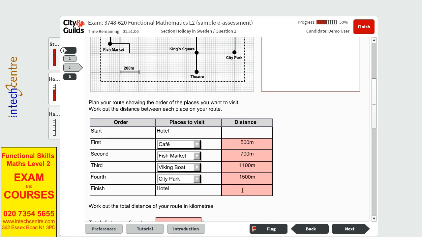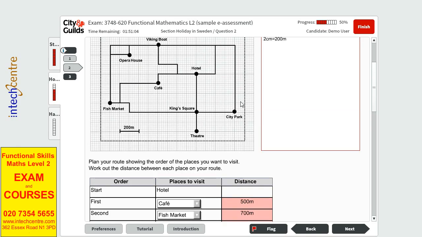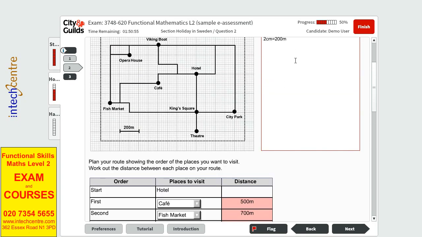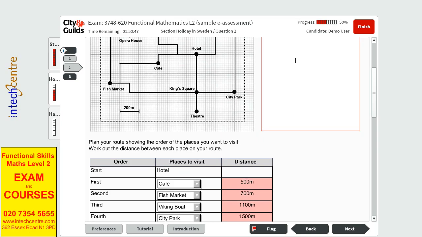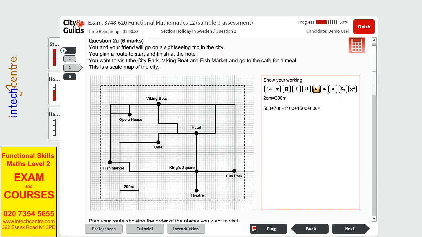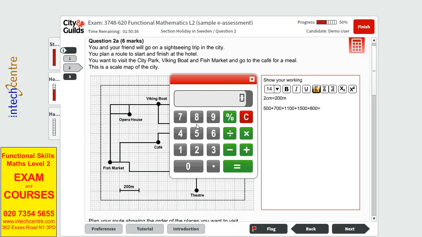We are picking the shorter route rather than going all the way back. That would take a bit too long. And then we have to find the total distance of the route in kilometers. Now we can add them all here. We have 500 plus 700 plus 1100 plus 1500 plus 800 meters. Now if we use the calculator, I can just put it there.